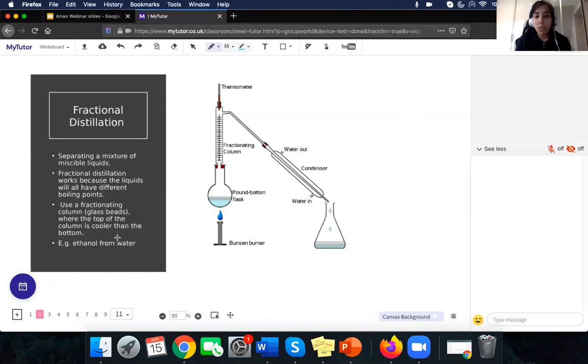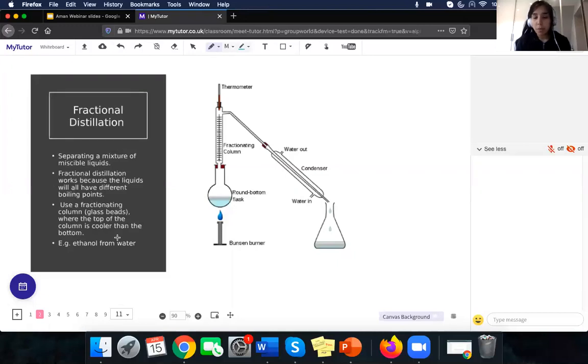The main one is crude oil. We won't be looking at crude oil today because that's part of a different topic, but that does involve fractional distillation and a process called cracking. But we'll be looking at ethanol and water today. So the first thing, why do we do fractional distillation? Well, we do it to separate a mixture of miscible liquids.